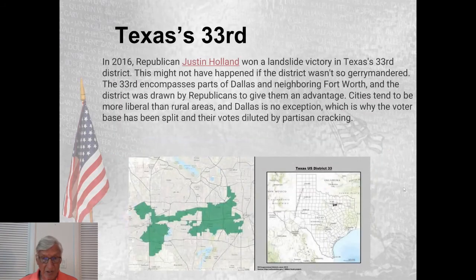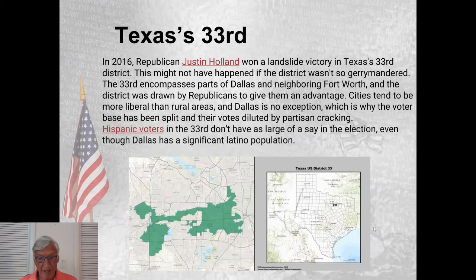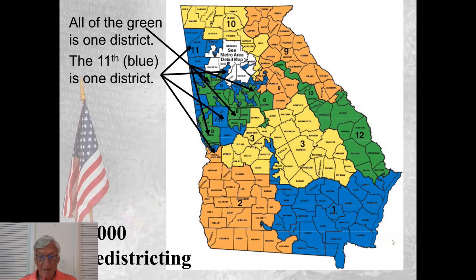Texas 33rd, another one that's strung out, as you can see. Here, a Republican won a landslide victory, and it might not have happened if the district wasn't so gerrymandered. It's part of Dallas and neighboring Fort Worth, drawn by Republicans to give them an advantage. Cities tend to be more liberal than rural areas, and Dallas is no exception. That's why it's been split and so forth. Hispanic voters in the 33rd don't have as large a say in the election, even though Dallas has a significant Latino population. I had to throw this one in.